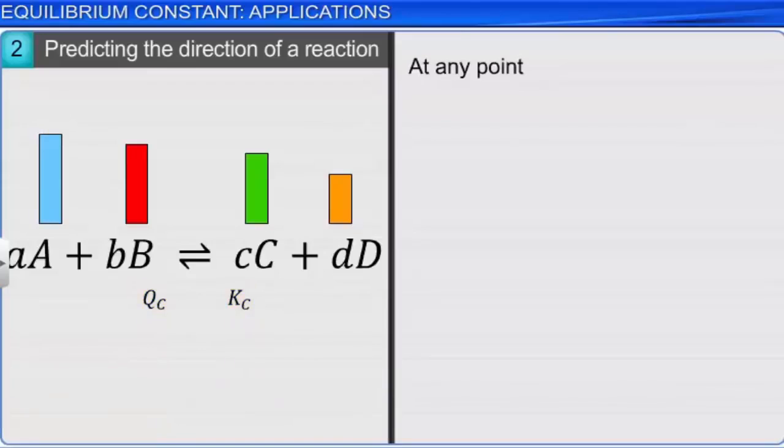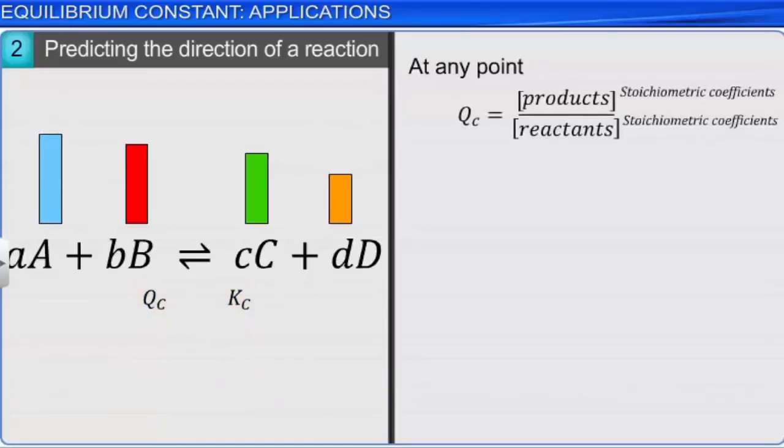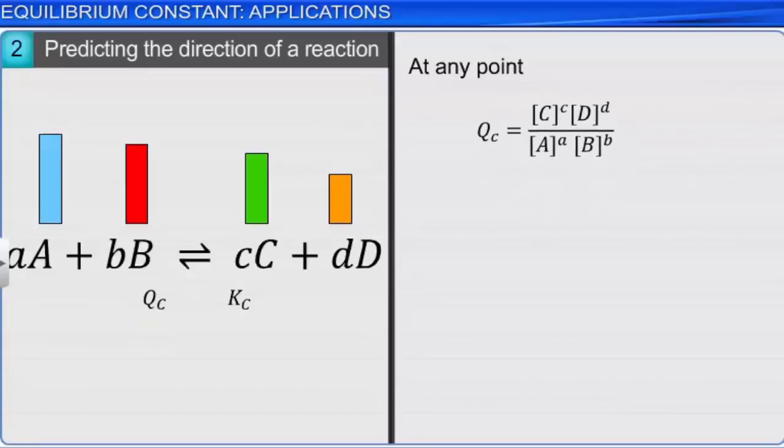At any point in a reversible reaction, the ratio of the concentration of the products raised to their respective stoichiometric coefficients to that of the reactants raised to their respective stoichiometric coefficients is known as the reaction quotient. Qc is used for molar concentrations and Qp for partial pressures. The reaction quotient expression of a reaction has the same form as the equilibrium constant expression for that reaction.